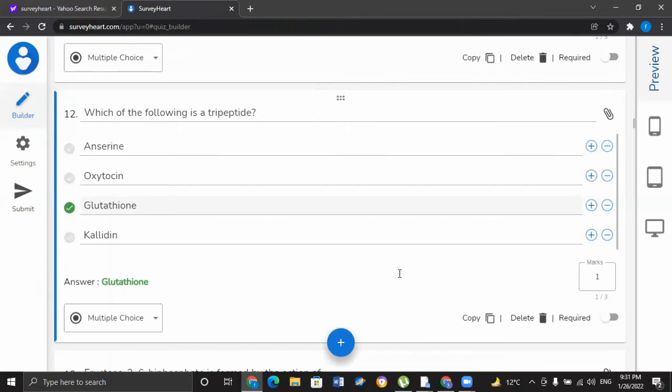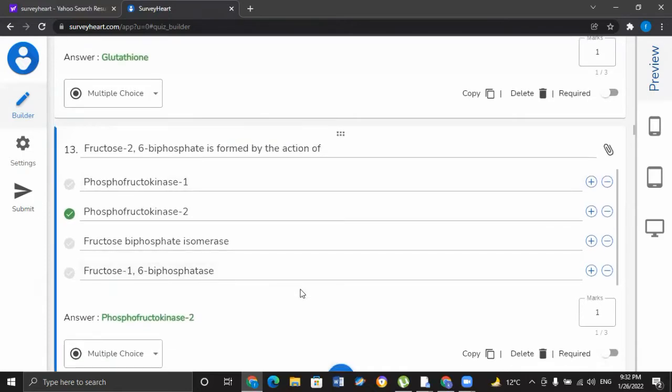The amino acids that are present in glutathione are glutamic acid, cysteine, and glycine. So glutathione consists of 3 amino acids. That is why it is known as a tripeptide. And when you talk about the last option, it is a polypeptide that consists of many amino acids. So the correct option for MCQ number 12 is C, glutathione.